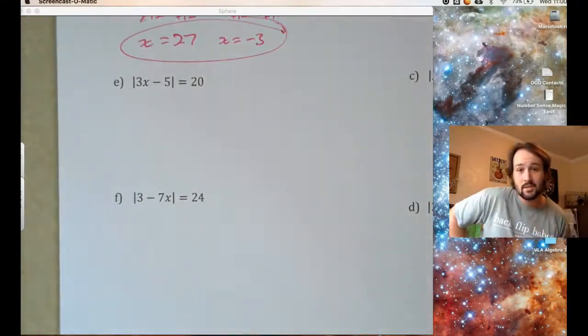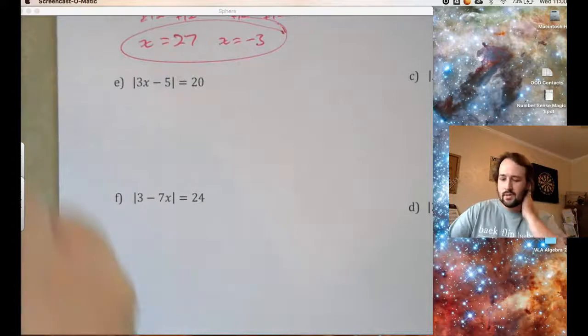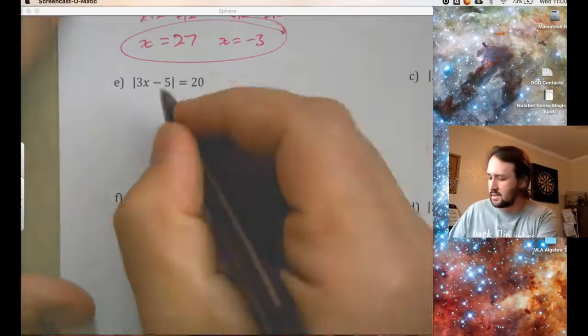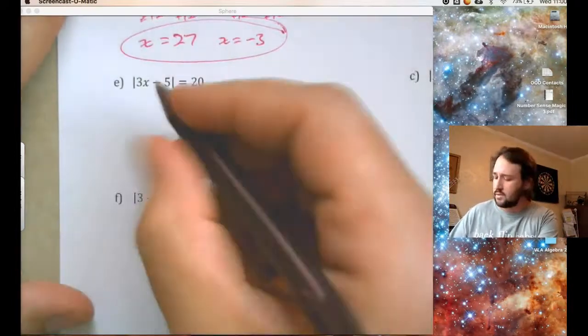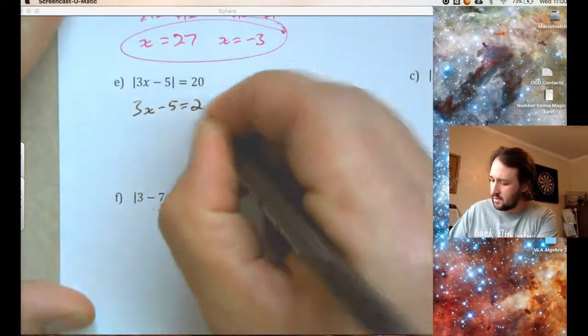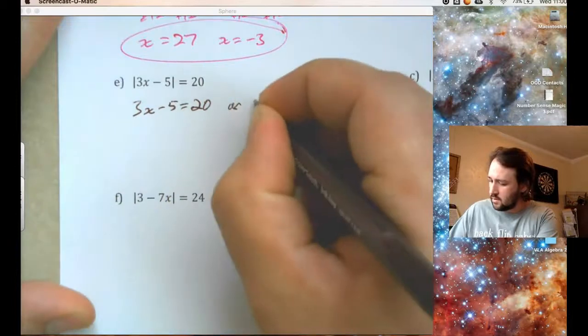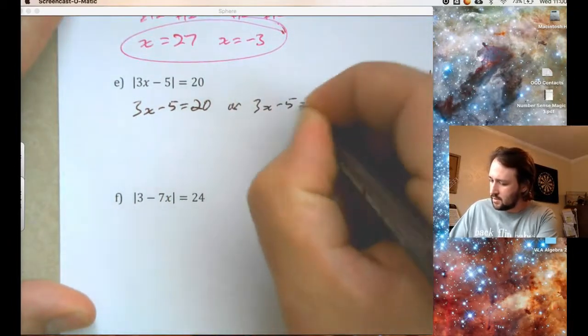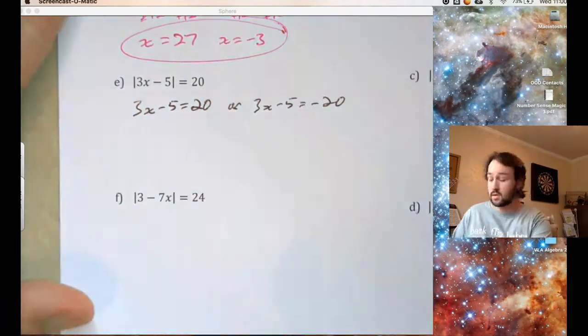It's just going to be a little bit more tough to solve, but it's not that bad. It's really not. So if I take this, the absolute value is by itself. So 3x minus 5 equals 20, or 3x minus 5 equals negative 20. Right? Could be both of those options.